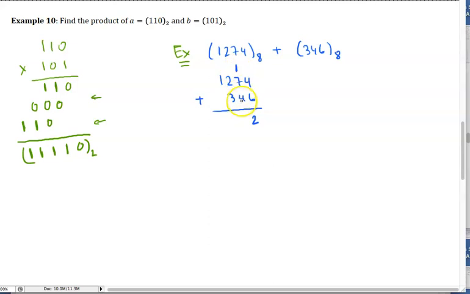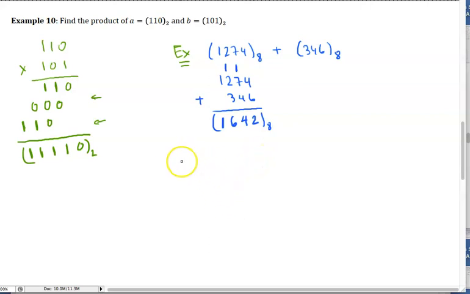Then I have 4 plus 7 is 11, plus 1 is 12. 12 divided by 8 is a 1 with the remainder of 4. All right, 3 plus 2 is 5, and then another extra 1 is 6. So just a 6 with no carryover, and then a 1 here. So this is the answer in base 8.